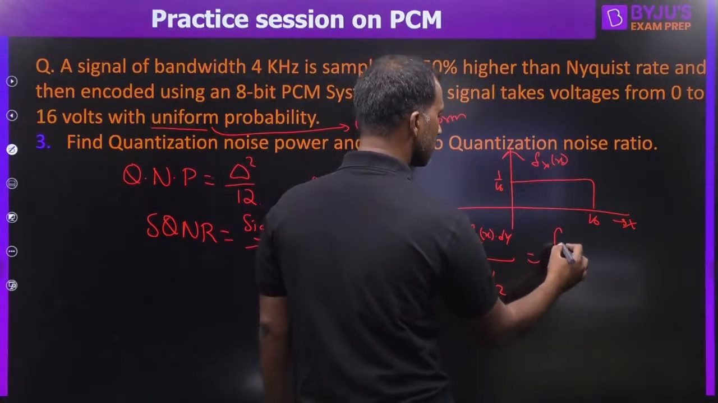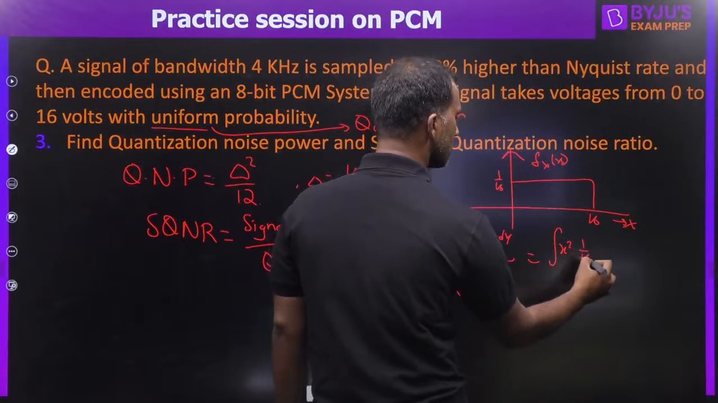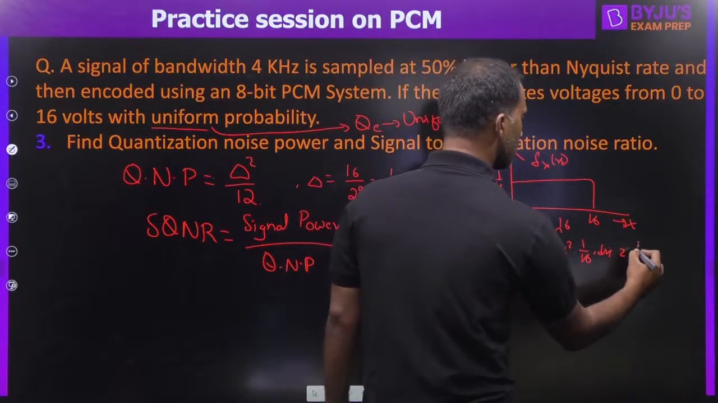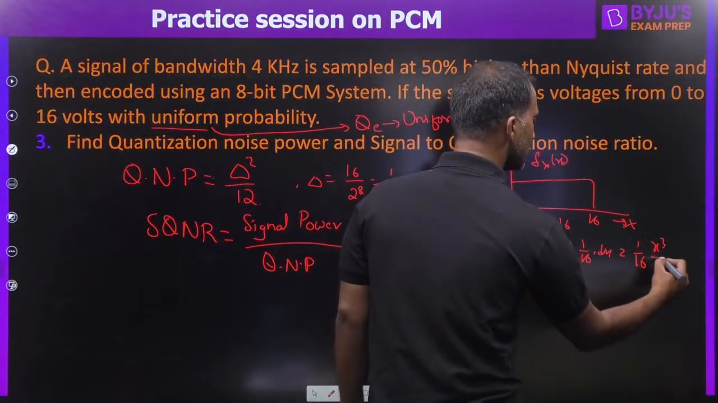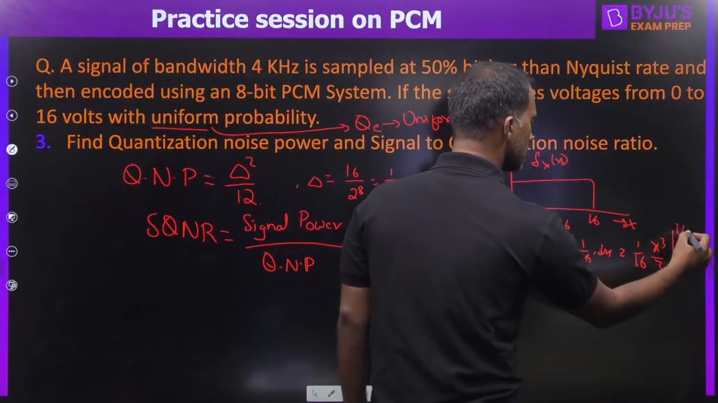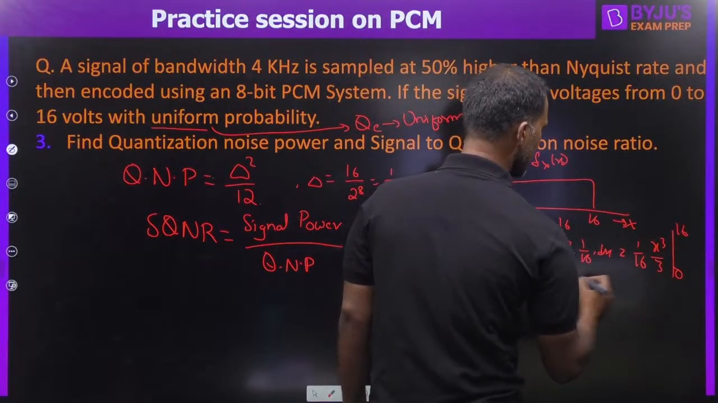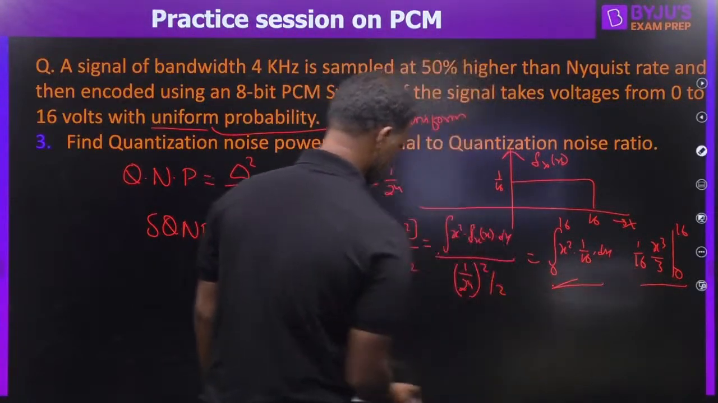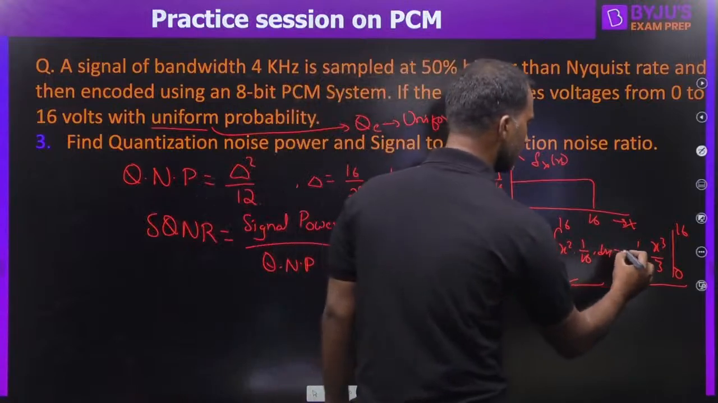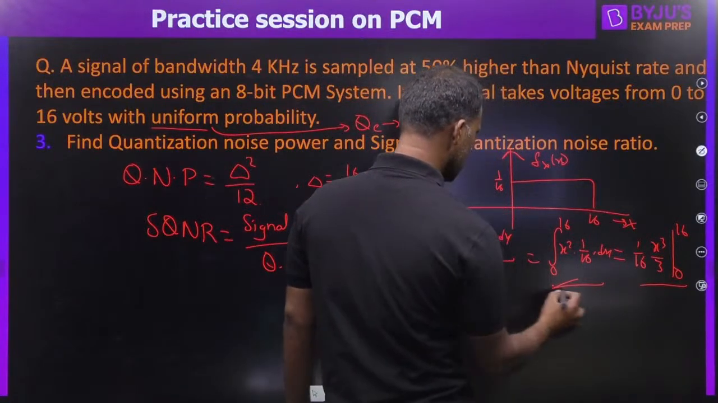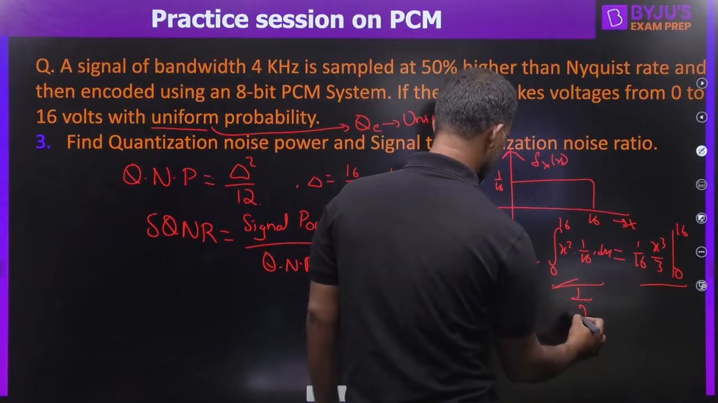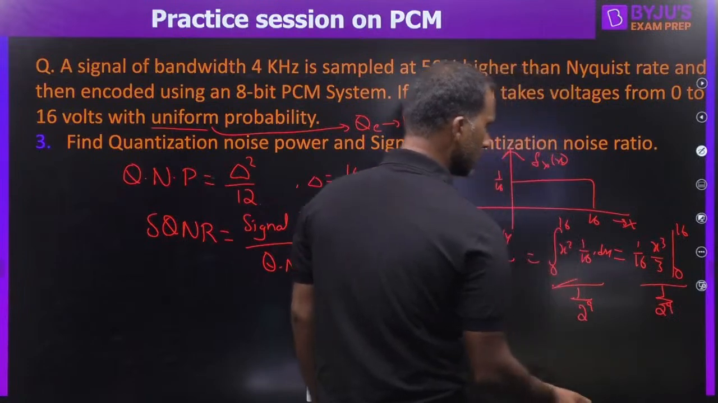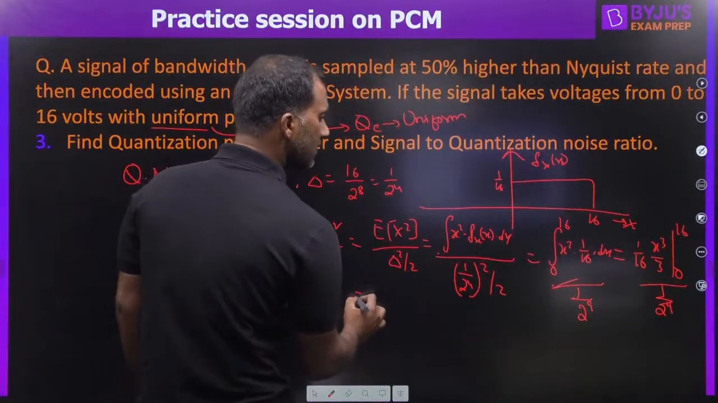So which is equal to integration of x square into height, which is 1 by 16, dx, limits from 0 to 16. So it is 1 by 16 outside, x cube by 3, limits from 0 to 16, divided by this, which is 1 by 2 power 9. So you can substitute that and find the final answer.